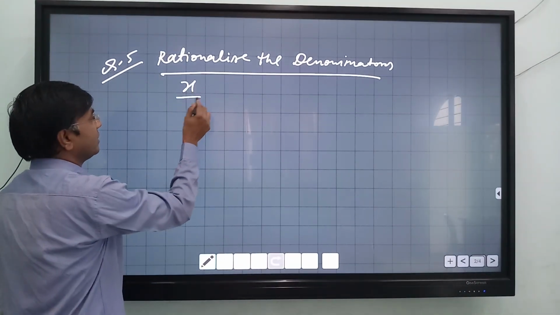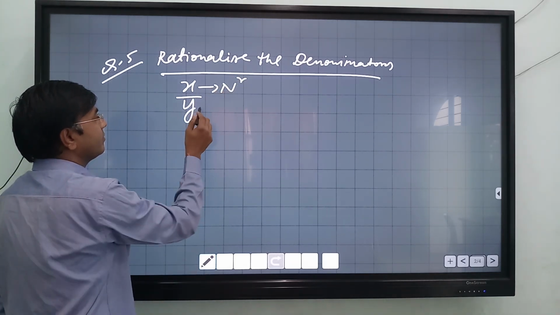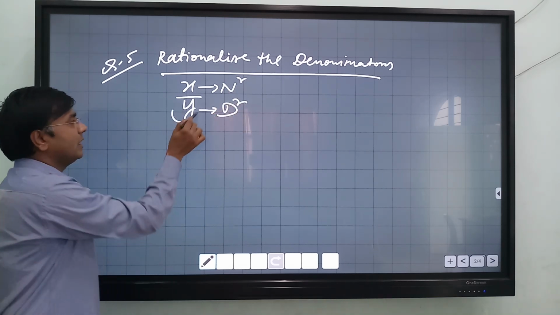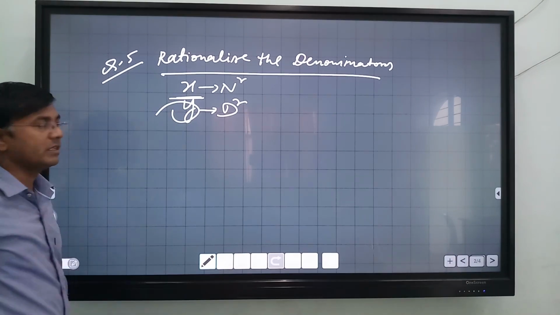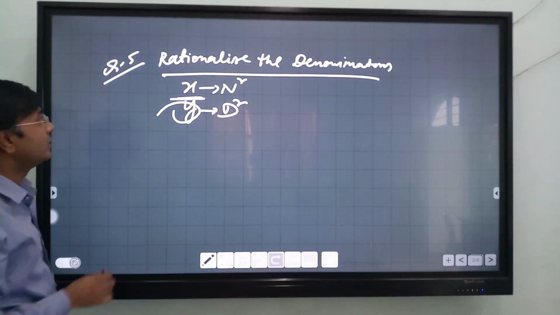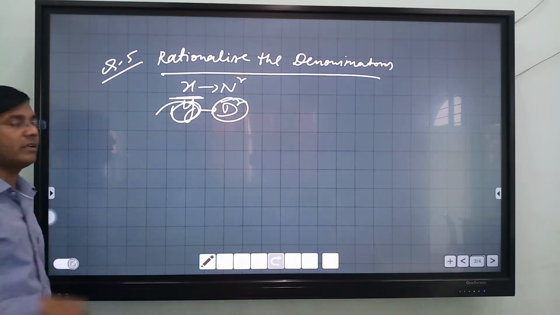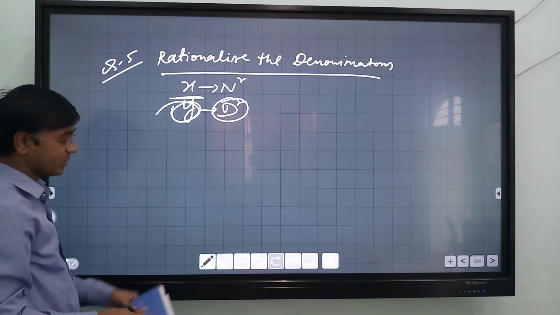If I write a fraction x upon y, this number is called x, that is the numerator, and this number which is written down is known as the denominator. So we have to rationalize the denominator. It means some irrational number will be in the denominator, and we have to make it rational. So let's solve. What is the way?